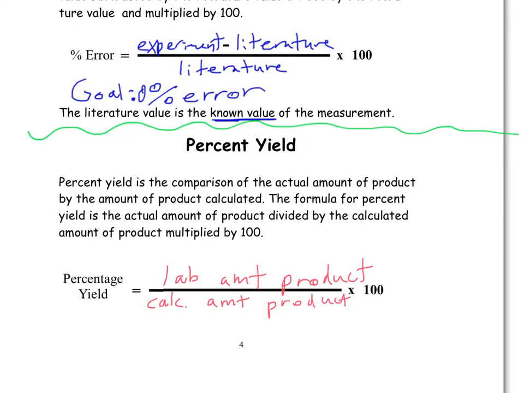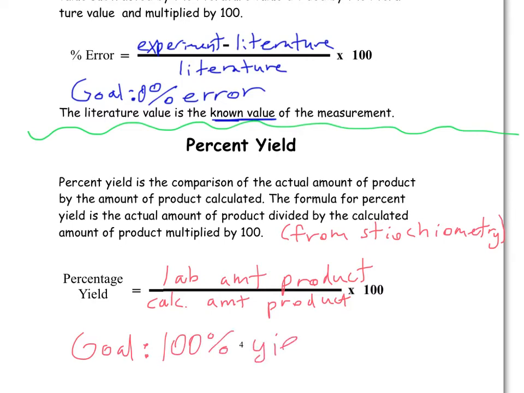Now when we say calculated, our calculations are from stoichiometry. So we used a calculation to say, well, if I start with this amount, how much should I get as an amount of product in a perfect world? So our goal for percent yield, well, what would we want to gain as our yield? Well, we want 100% yield. And that shows you the difference in how they're calculated. By using your experimental minus the literature divided by the literature, you should get closer to a 0. But by using a lab amount divided by a calculated amount, you should be closer to 100%.